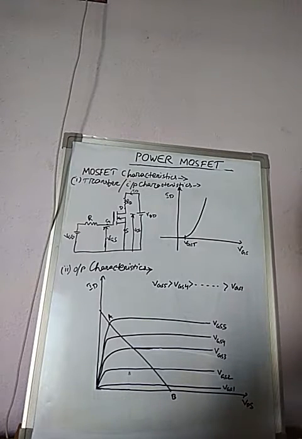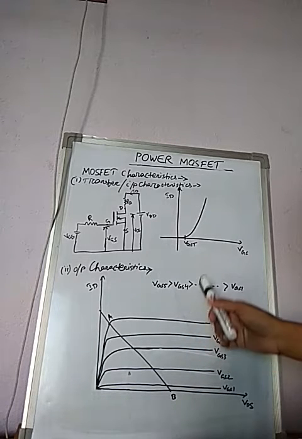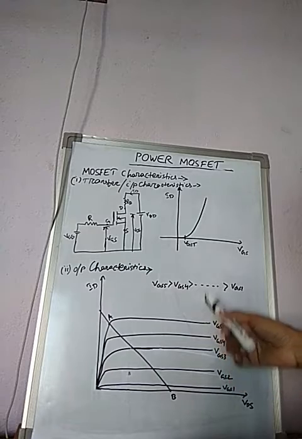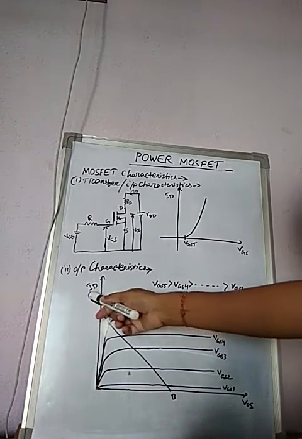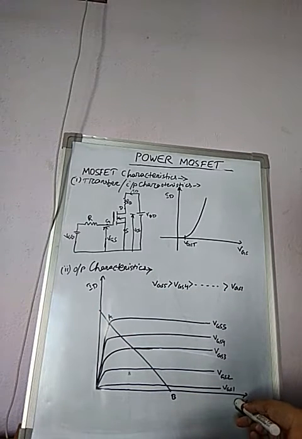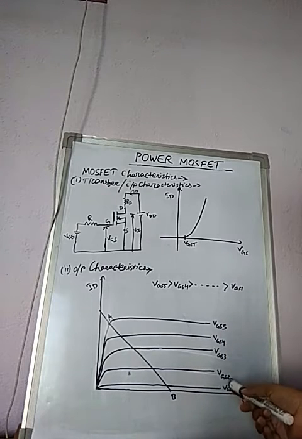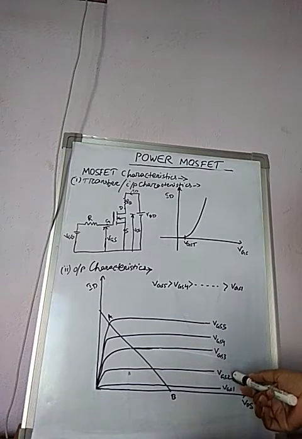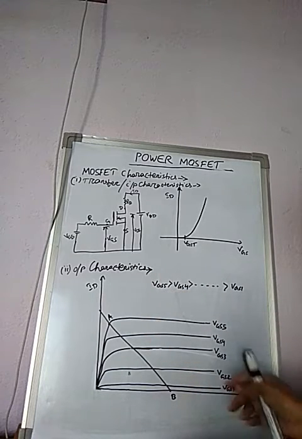Okay, the next one is the output characteristics. So under the output characteristics, this graph shows you the output characteristics. In power MOSFET output characteristics, it indicates the variation of drain current as a function of VDS, drain source voltage, and here the constant parameter is VGS, gate source voltage. So how does the drain current vary with respect to VDS?